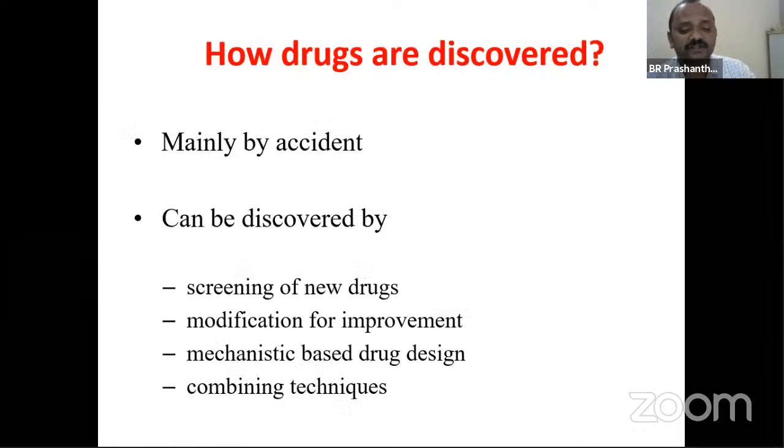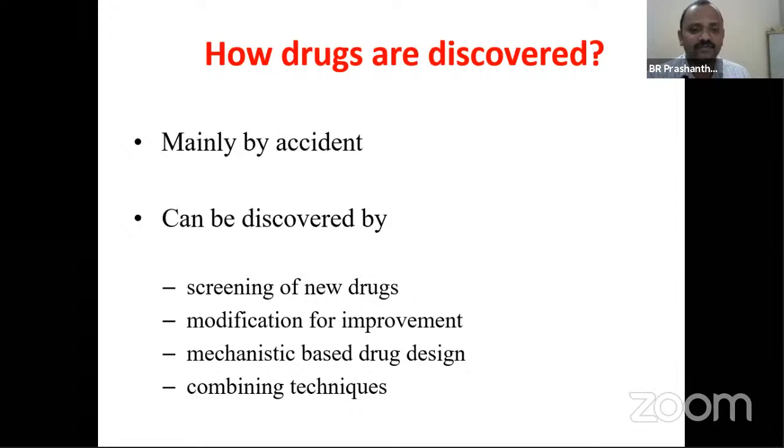So how are drugs discovered? This is a big question. One traditional way is the classical way of drug discovery. But what happens is that many of you, believe it or not, many of the drugs which are there now in the medical shop, in the market today, were mainly discovered by an accident. Why does it happen like that?